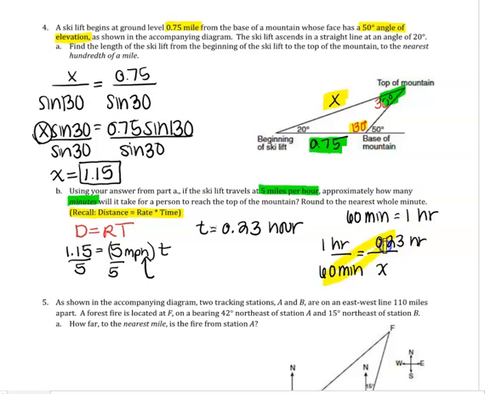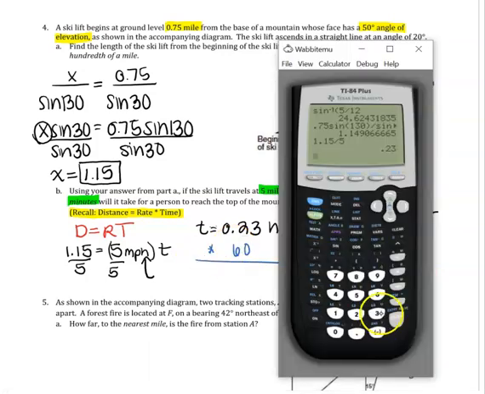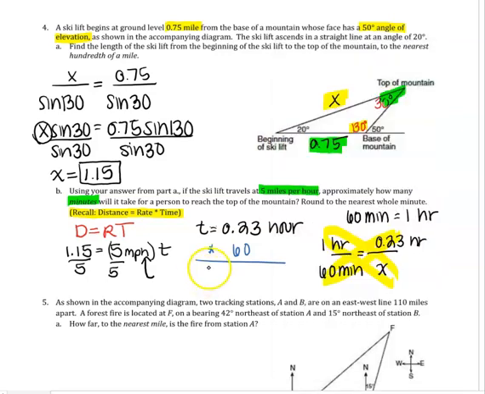Some of you guys are going to be confident enough, though, that you're like, well, don't I just multiply by 60? That's exactly what you ultimately end up doing here. If I take 0.23 and I multiply by 60 because there's 60 minutes in an hour, that should give me my answer. So 0.23 times 60 is 13.8. So to the nearest whole minute, this is taking us 14 minutes to get up the ski lift.